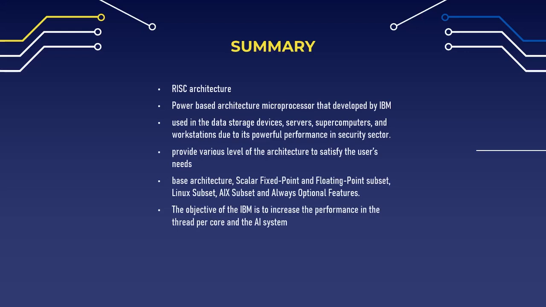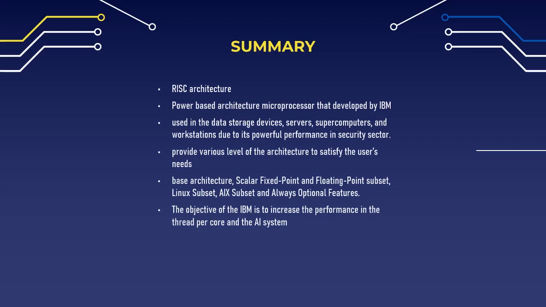For the Power ISA, it did provide various levels of the architecture to satisfy the user's needs, which are the base architecture, scalar fixed point and floating point subset, Linux subset, AIX subset, and also optional features. The user can choose the level they need for their project. The objective of IBM is to increase the performance in threads per core and the AI system, as you can see in the implementation inside the Power10 processor recently.